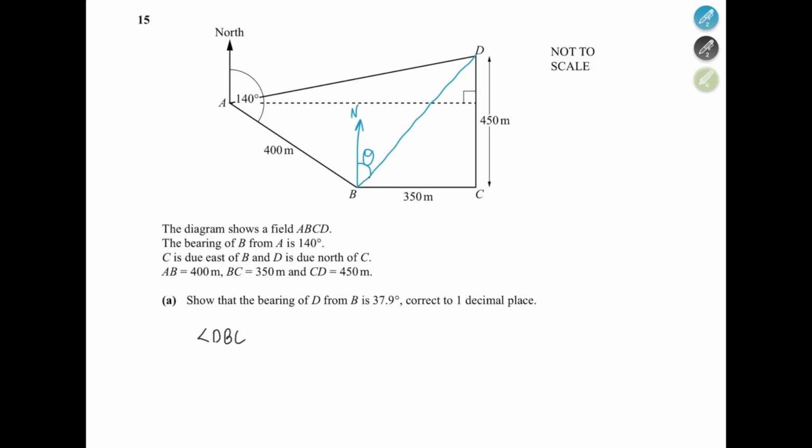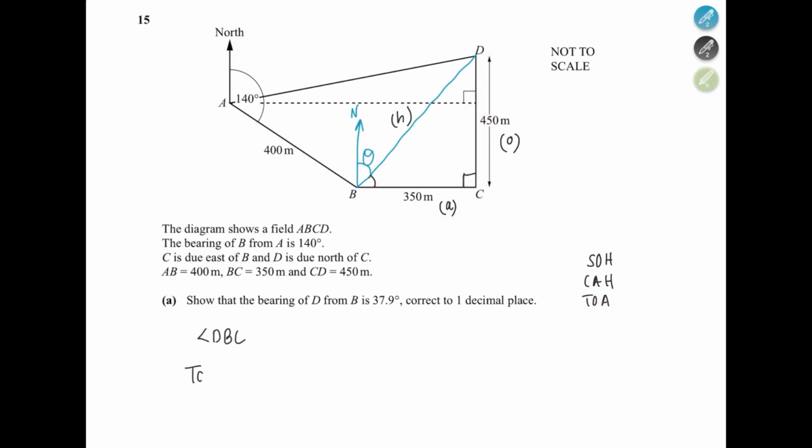Okay, so we can see that this is our right angle triangle. Therefore this is our hypotenuse. DB is the hypotenuse. We need to find this angle. So DC is our opposite and this is our adjacent. So we have opposite and adjacent based on the SOHCAHTOA rule. We have the opposite and adjacent, which is 450 and 350, so we can use the tan rule.